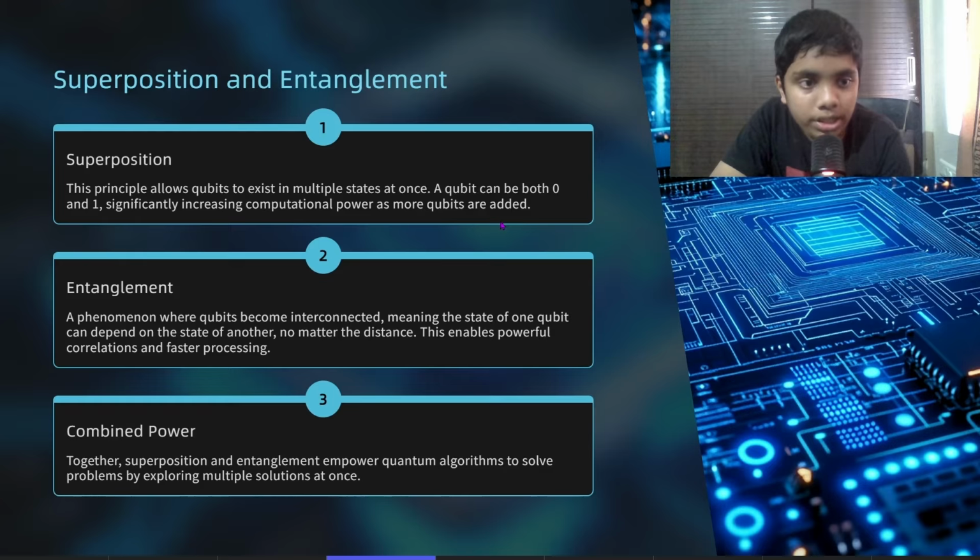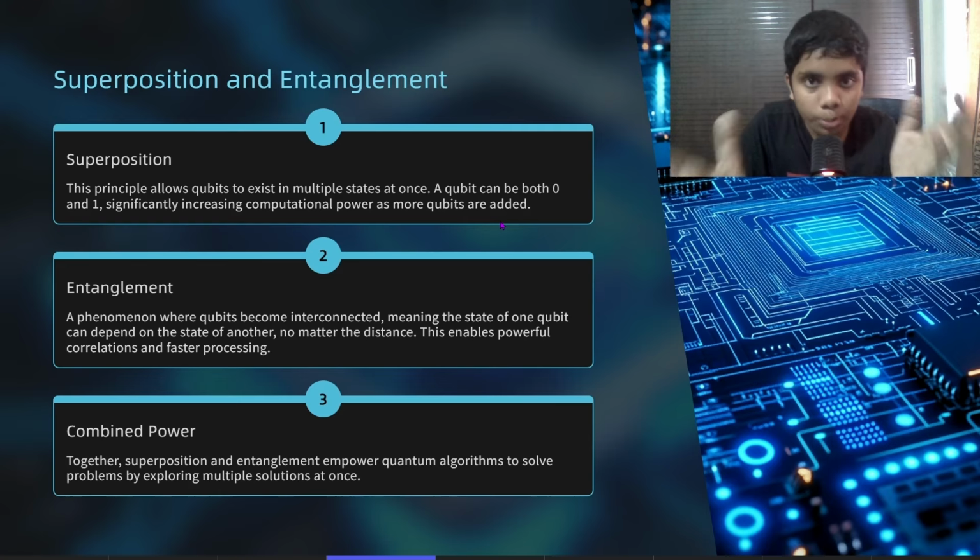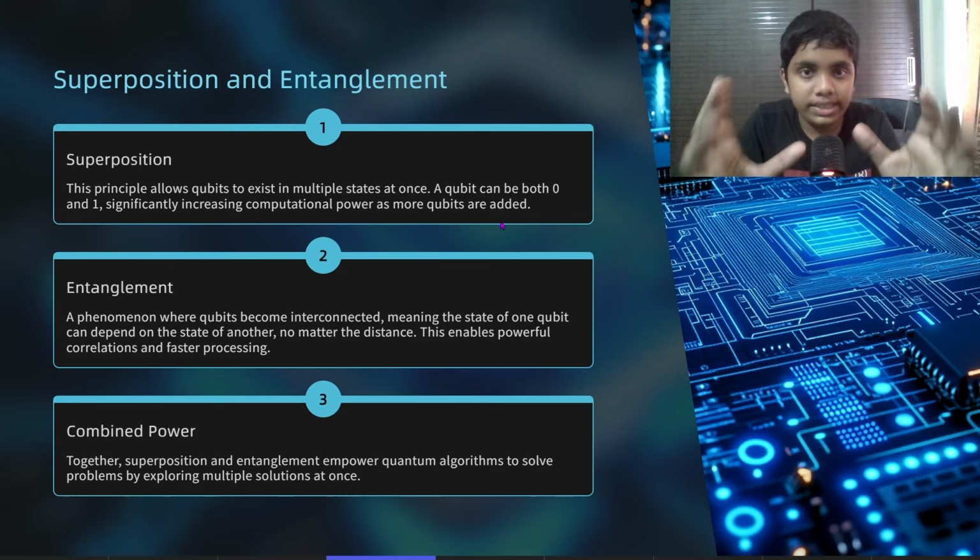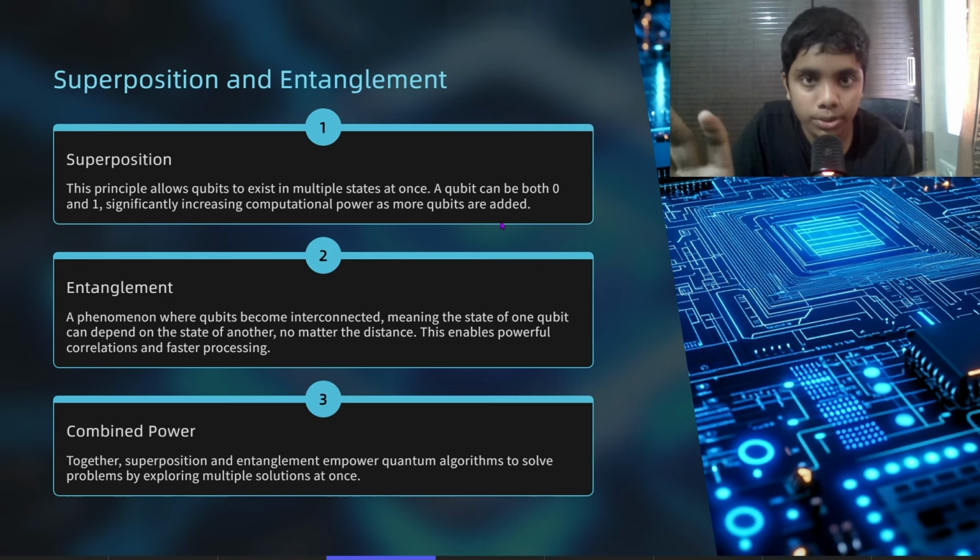So superposition and entanglement. Superposition is a principle which allows qubits to exist at 0 and 1 at the same time, so they can explore more possibilities and work together faster, more accurately, and more efficiently. As more qubits are added to a quantum computer, the faster it becomes. So basically, qubits existing at 0 and 1 at the same time is superposition. That property, that phenomenon, is called superposition.